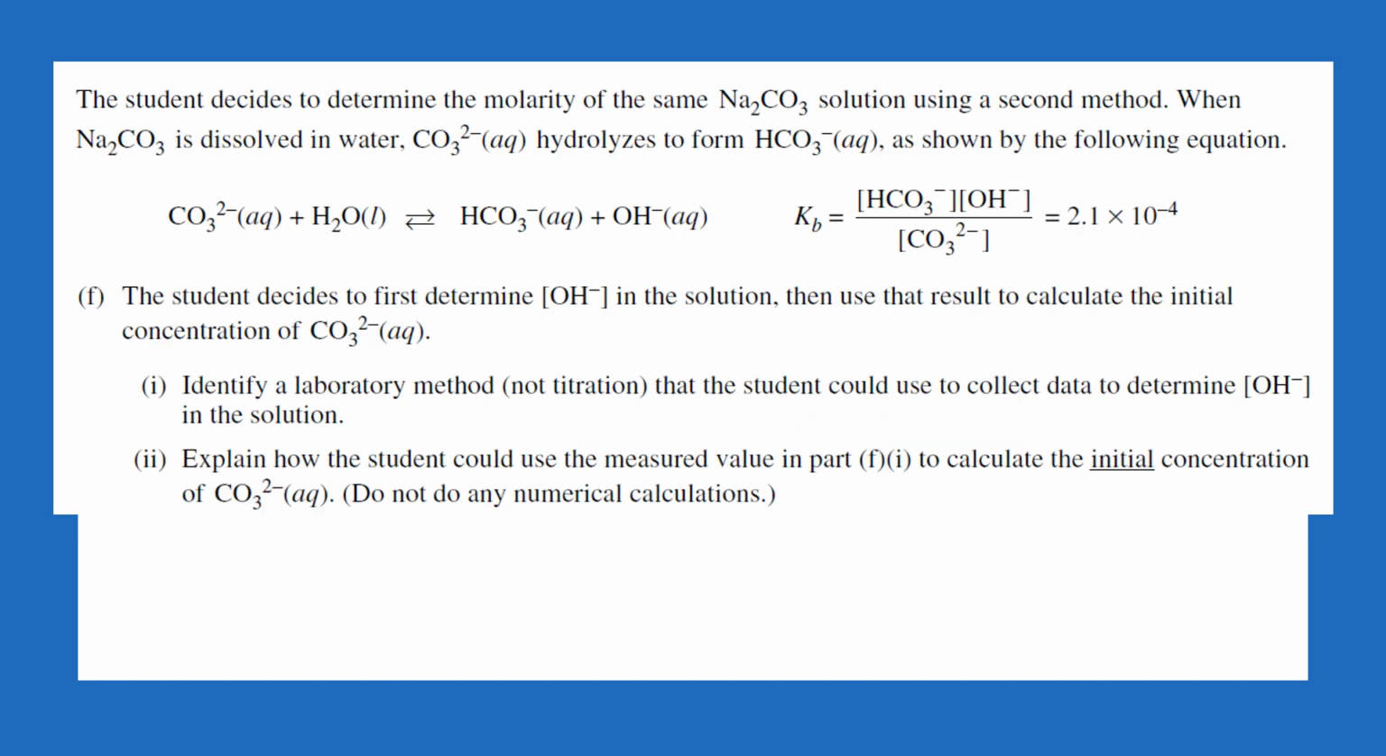Okay, the student decides to determine the molarity using a different method. When it's dissolved in water, the carbonate ions hydrolyze to form HCO3 as shown in this equilibrium. And they give us the Kb expression and the Kb value. That's nice of them. So the student decides to determine the hydroxide ion concentration and use that result to calculate the initial concentration. Okay. Identify a laboratory method, not titration, that the student could use to collect data.